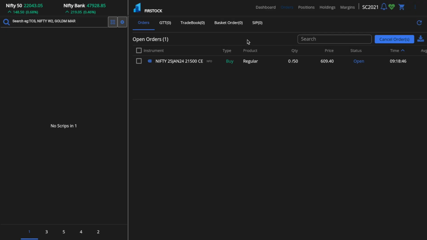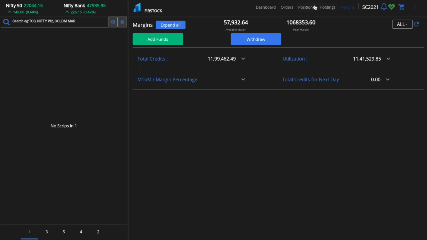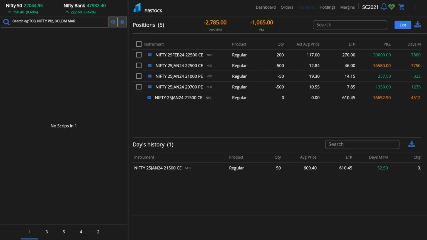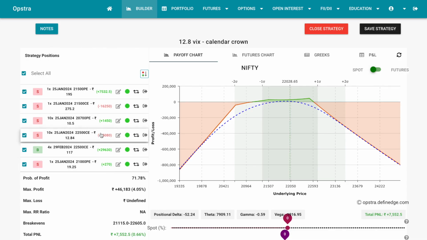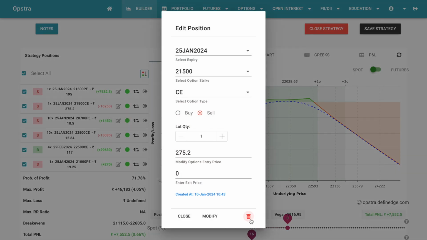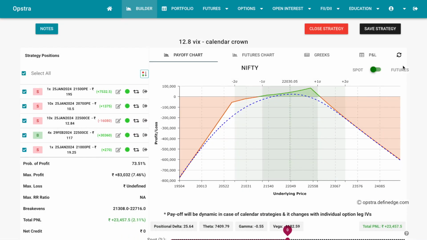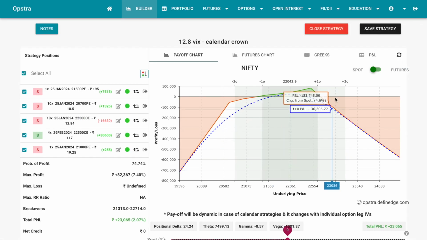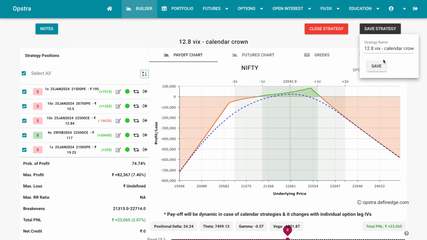Okay, so this is exited. Now margins are 57,000 and our loss is booked. Let's just go ahead and check the CE. Here is the CE that we had sold and we have exited this leg. Now you see there is a very good profit at the upper end, and the break even has also increased.